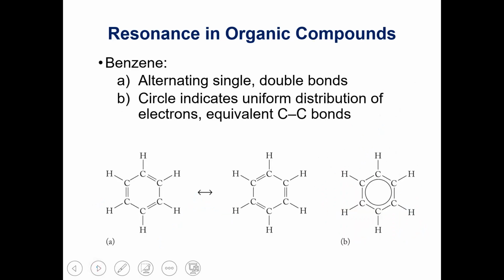Another example of a compound like that is benzene. Benzene is an organic compound, meaning it's mostly composed of carbon. In fact, there are so many compounds that contain carbon as a major component that we devote an entire branch of chemistry to it called organic chemistry. One of the compounds that we discuss quite frequently in organic chemistry is benzene.